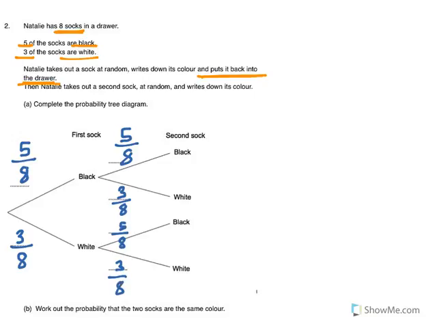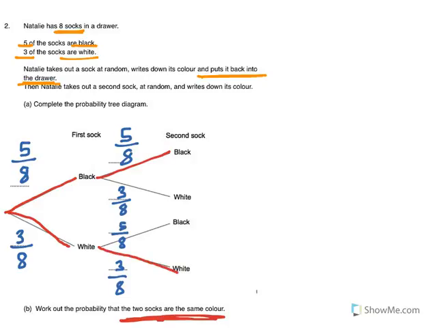Okay, so we've now completed the tree diagram, so that's already picking us up some marks in this exam. And now we need to work out the probability that the 2 socks are the same colour. So we need to highlight any routes where the socks would be the same colour. Now the scenarios that could occur here are you could get a black sock and another black sock, or you could get a white sock followed by another white sock.